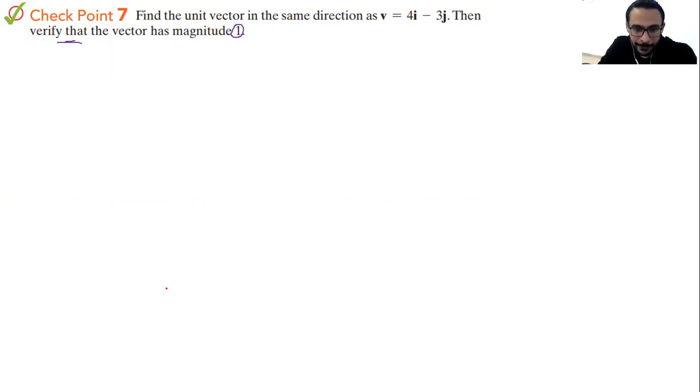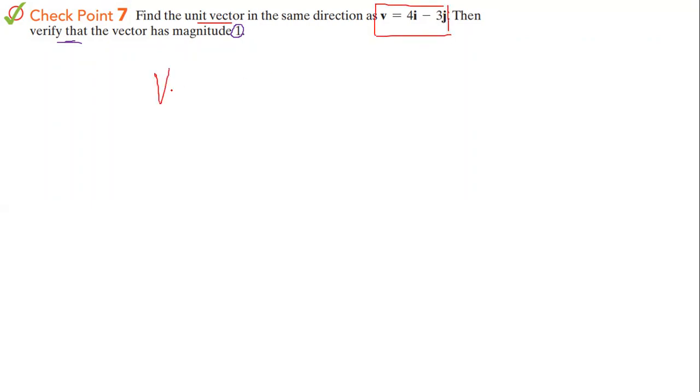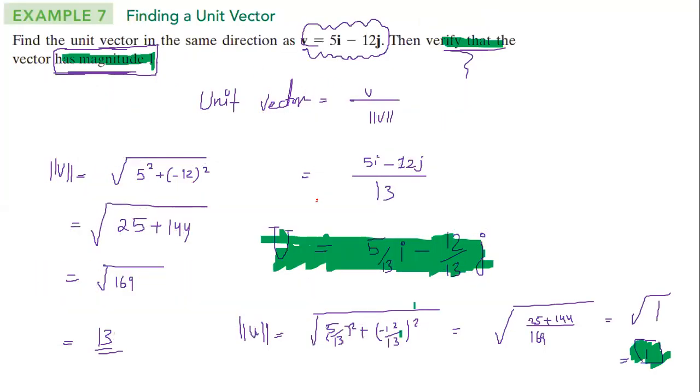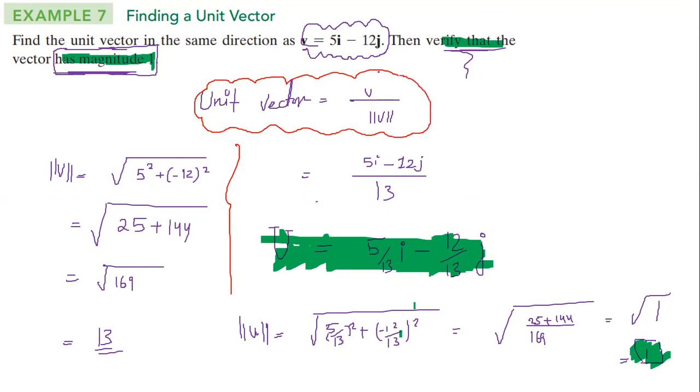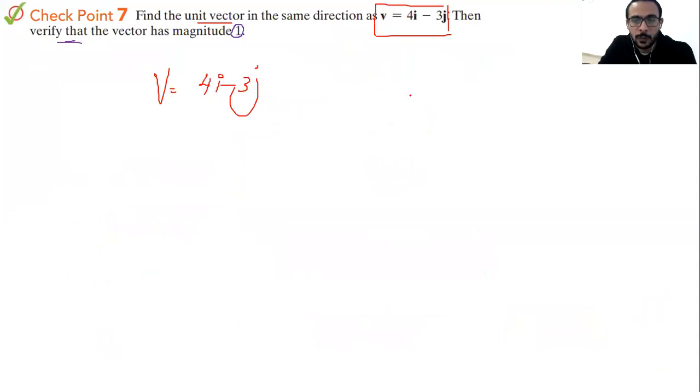Muhammad Dahman, please go ahead. Yes. Find the unit vector in the direction of v equals 4i minus 3j. Here's the rule: the unit vector is equal to the vector itself over the magnitude of v. So for the next question, checkpoint number 7, what's the magnitude of v first? The magnitude of v is the square root of 4 to the power of 2 plus negative 3 to the power of 2.